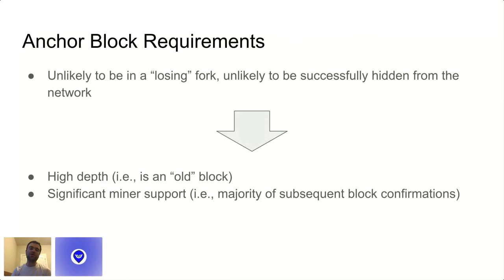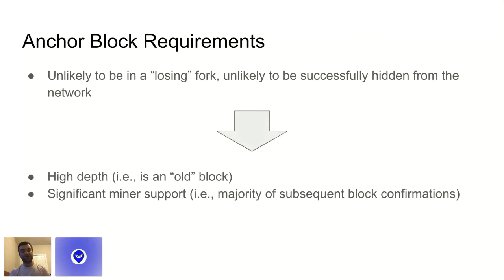Further, we want it to be very difficult for this block itself to have been hidden from the network for a very long period of time, because then there would be some period of time during which the network didn't know how to process proof of transfer commitments and could only process burns. And then it would have to reorg and go back and reprocess things whenever it discovered the anchor block.